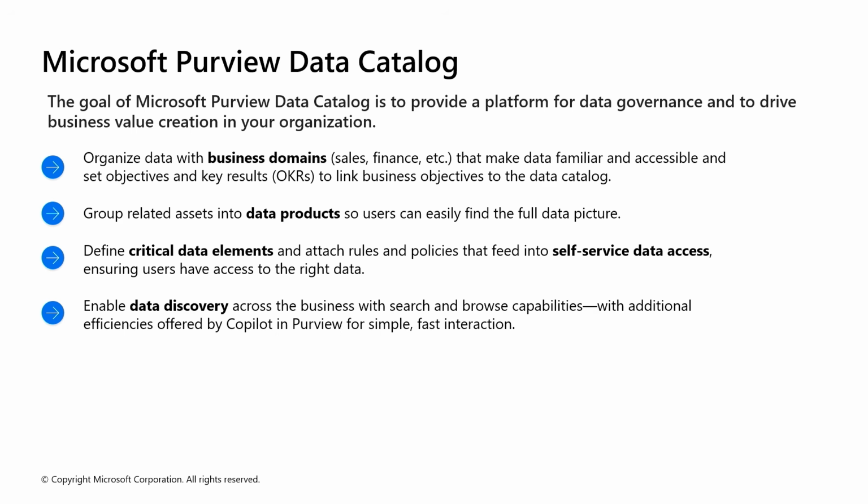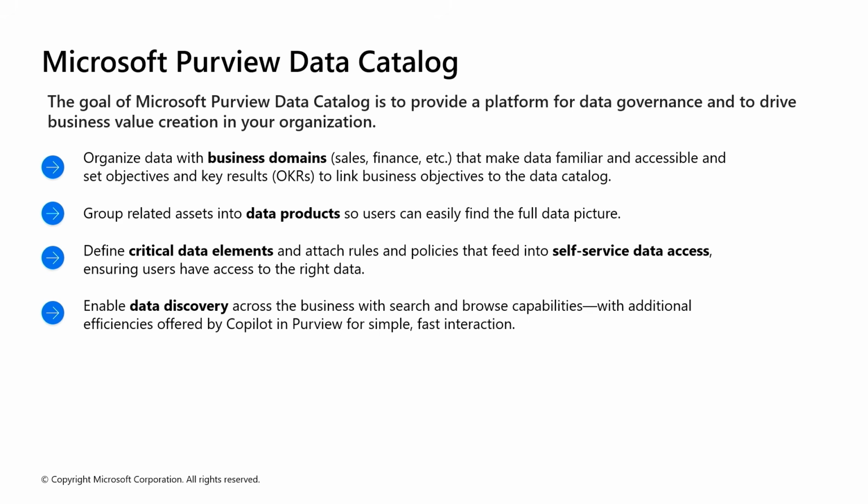By connecting data to business contexts such as glossary terms, critical data elements, and objectives and key results, the catalog helps users understand what the data means, why it matters, and how it should be used. This makes data discovery faster and reduces confusion for analysts, business users, and decision makers across the organization.